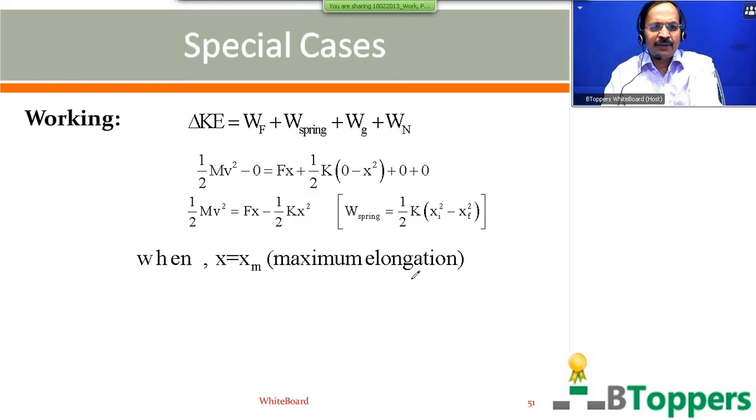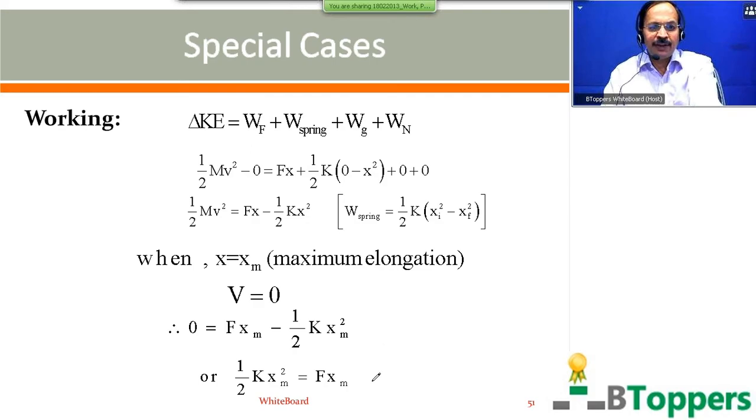So when x equal to xm, the maximum elongation, v is 0. So you can substitute x equal to xm on the right side to find maximum elongation and put v equal to 0 on the left side. Therefore, you'll get 0 equal to F into xm minus half k xm square, or half k xm square equal to F into xm. Come on, all of you, finish copying this.